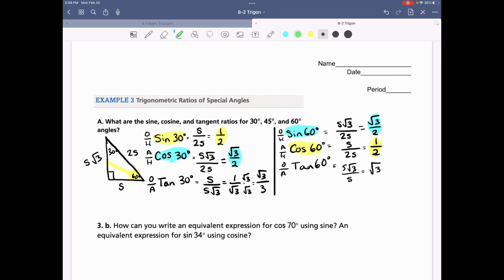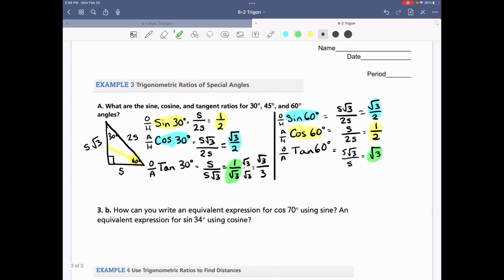But then with tangent, we actually have inverses. So before we rationalized it, you can see that that's the inverse of the root 3. 1 over root 3 and root 3 for tangent of 30 and tangent of 60. Now we need to do the sine of 45.